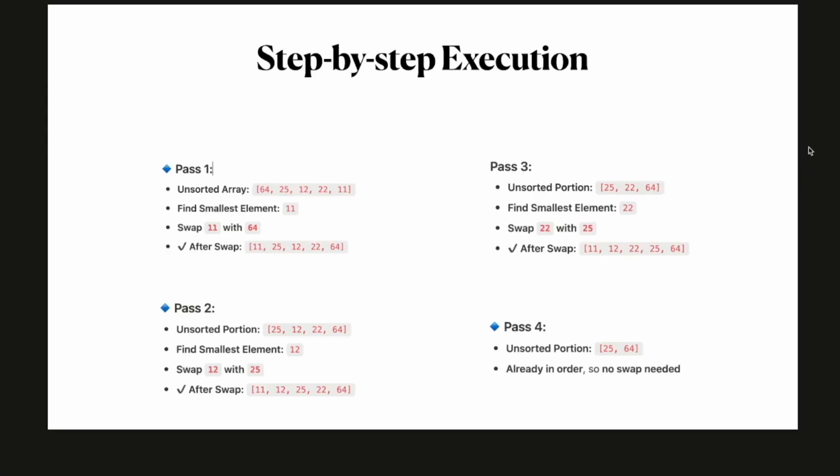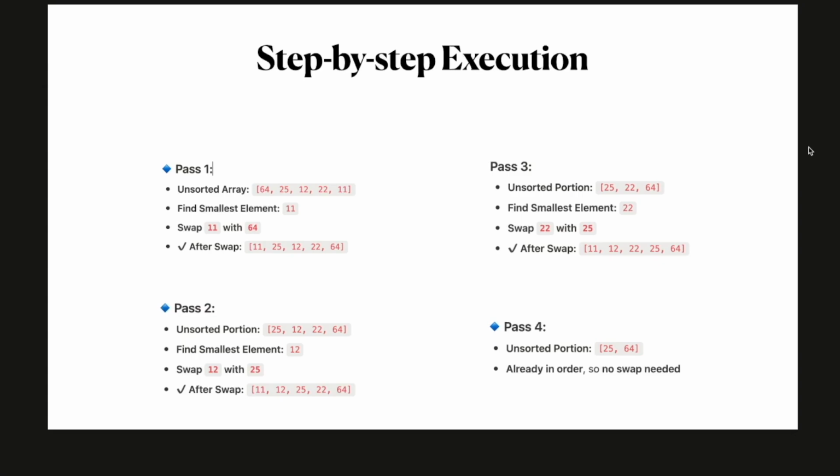Now, let's get into the step-by-step execution of the algorithm. Here, I am taking an unsorted integer array as an example. The array size is 5. Here the array is 64, 25, 12, 22, 11. Here we will do n minus 1 passes. In the first pass, let's take the unsorted array and find the smallest element from the array.